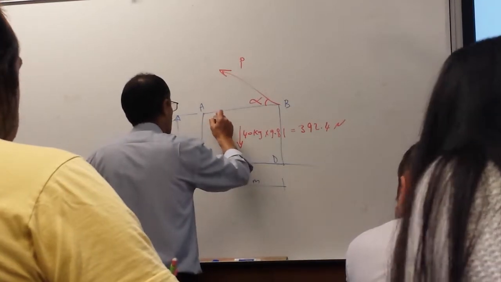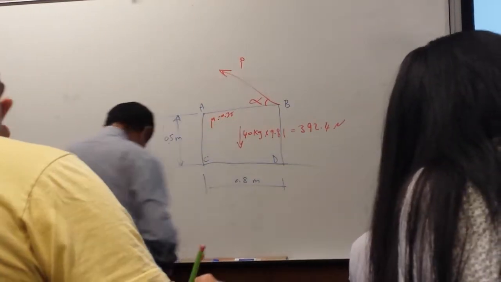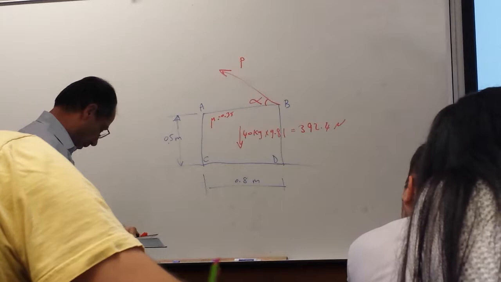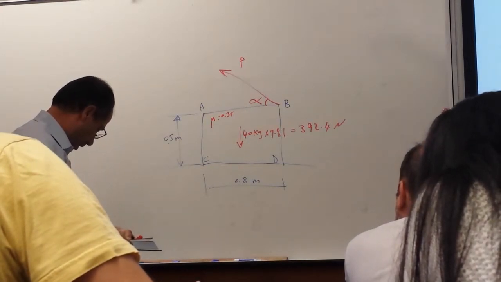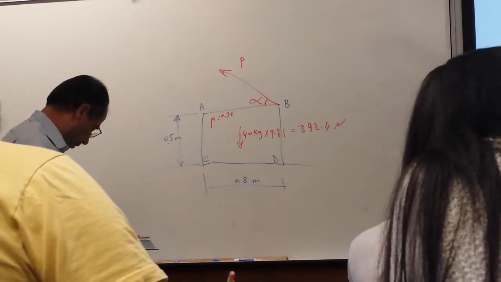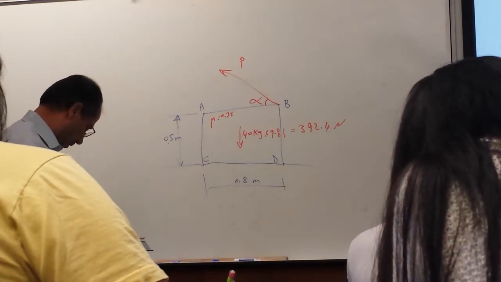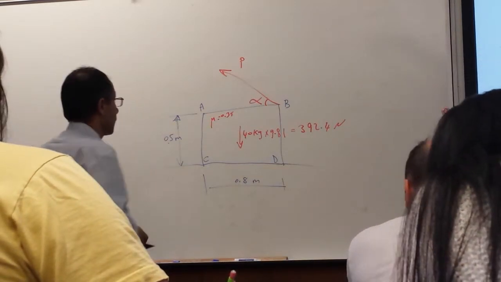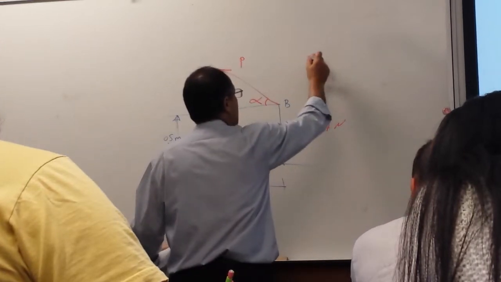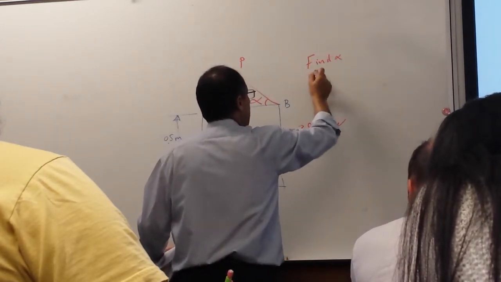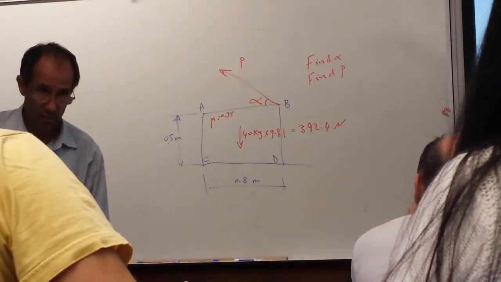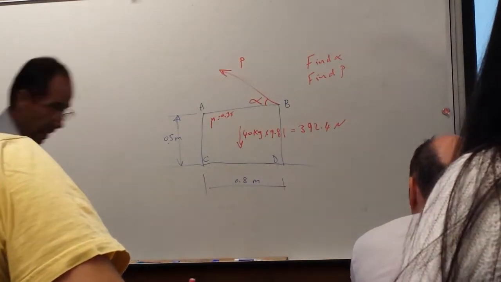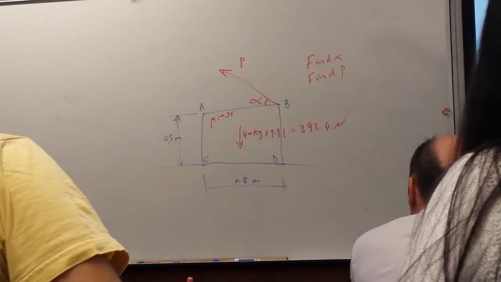Mu is 0.35. Find the largest allowable value of alpha and the corresponding magnitude of P. So let's start with find alpha, find P. Good like this? Then we will look at other options.